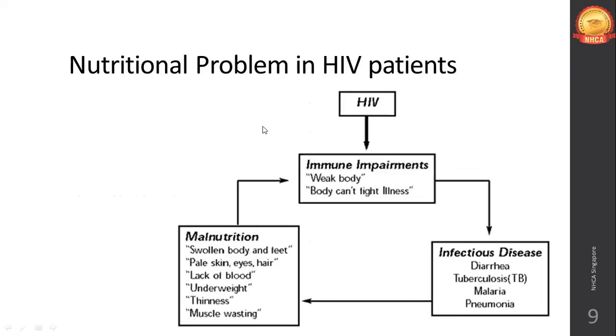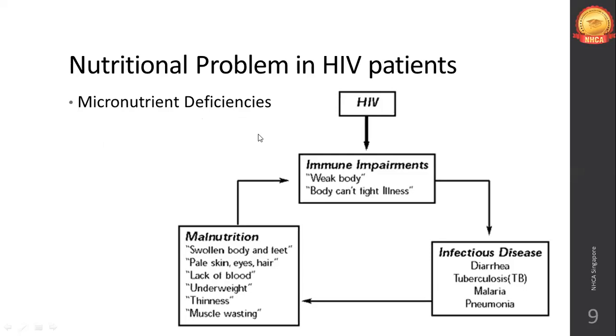Nutritional problems in HIV patient. So when it comes to micronutrient deficiencies, especially vitamin A, zinc, and iron, these are adversely affected when a person has HIV, because vitamin A is required for T lymphocyte synthesis and all. So the T lymphocytes are completely depleted.